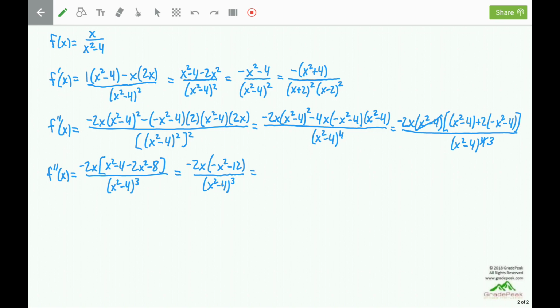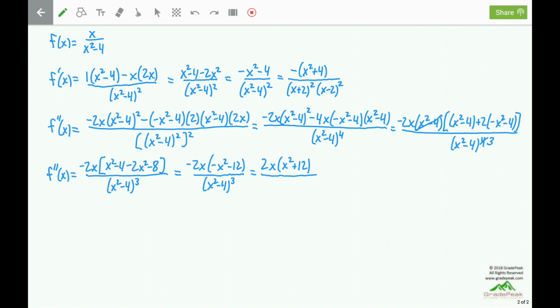We want to fully factor the second derivative. In the numerator, there is a common factor of a negative 1 inside of the parentheses. It can factor out. It will multiply with the negative 2 to become a positive 2. There's an x already. And factoring out that negative 1 will leave behind a positive x squared and a positive 12.